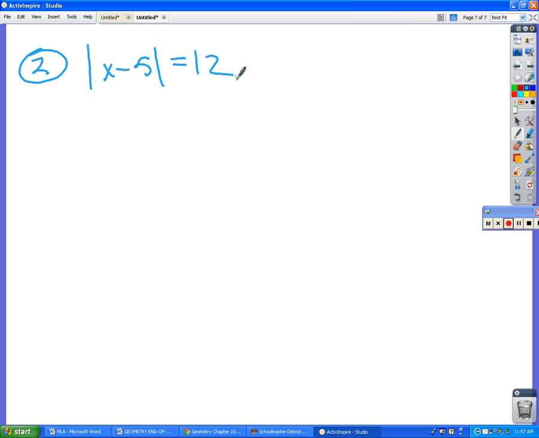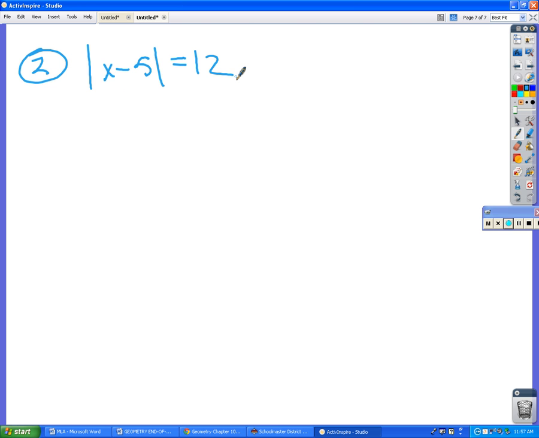What 2 numbers can I take the absolute value of and get 12 as an answer? No, what 2? You're giving me a final answer to the question here. I want you to think about what I'm asking you. What 2 numbers can I take the absolute value of and get 12 as an answer? 12 or negative 12. Okay, good.